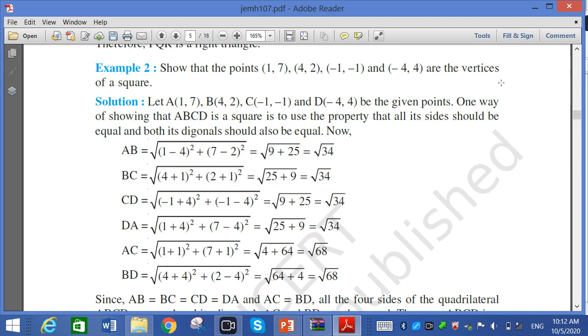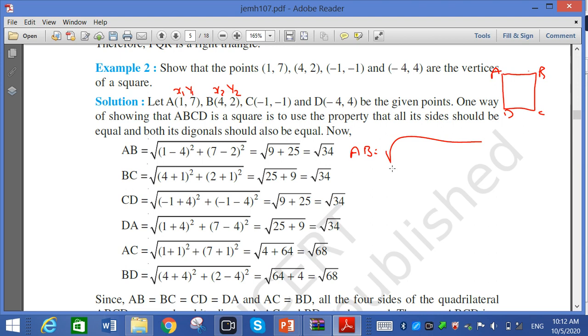So we know that in a square all four sides are equal. So A, B, C and D. Now who will find the AB distance? AB. So here it is x1, y1, and x2, y2. Now if I apply the distance formula, AB is equal to x1 minus x2 whole squared.